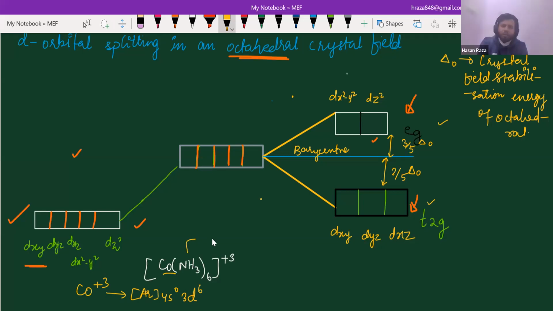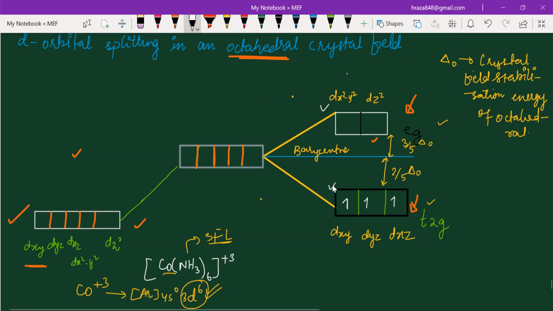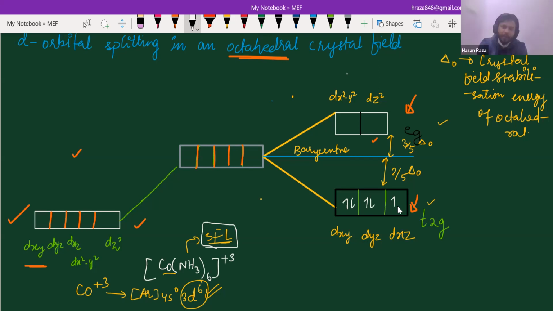Now see, this is a strong field ligand. So if you are going to distribute the 6 electrons, how are you going to do it? First, you are going to fill the lower energy level, 1, 2, 3. Where will the fourth electron go? In this or this? No. Since this is a strong field ligand, as I told you, pairing will take place, yes or no? Yes, sir. So pairing 4, then 5, then 6. If you have another electron, then you will go to this. Are you getting my point? If a strong field ligand is there, are you getting my point? Yes, I am.